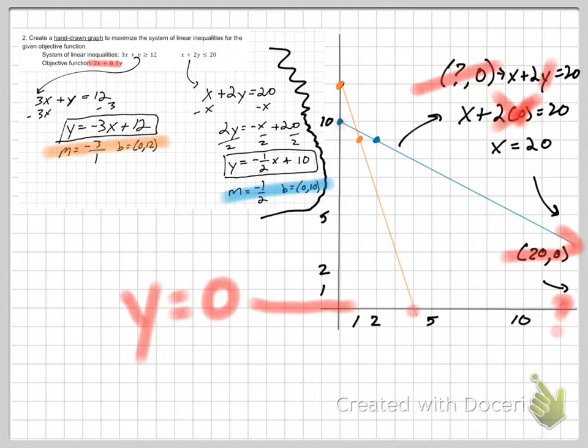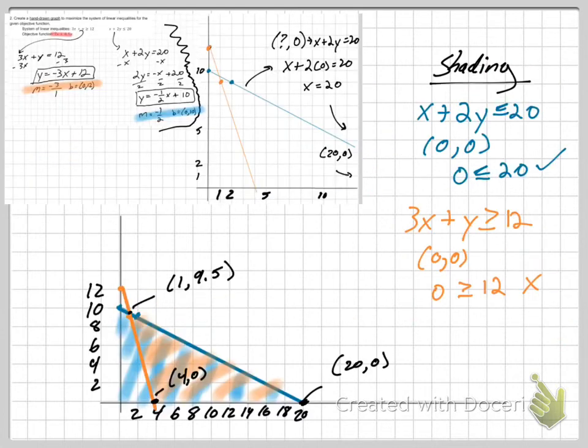So all I do is redraw my scale. I make my scale go by 2's this time. And when I do my shading, I'm going to choose 0, 0. For the blue line, 0 is less than 20, so I'm going to shade on this side, right? I'm going to shade on the same side that 0, 0 occurs.